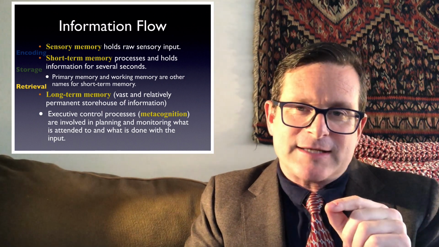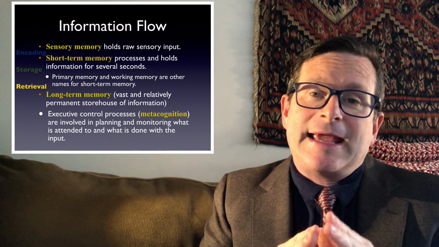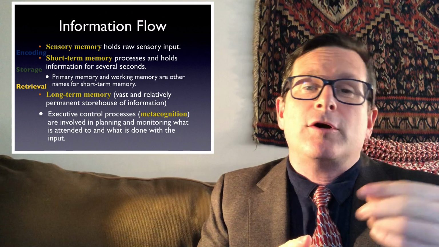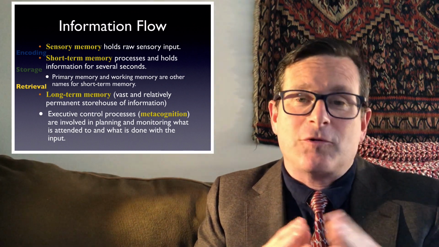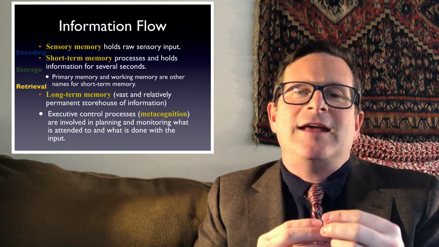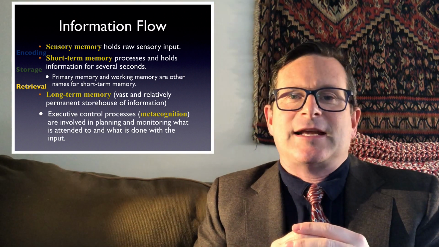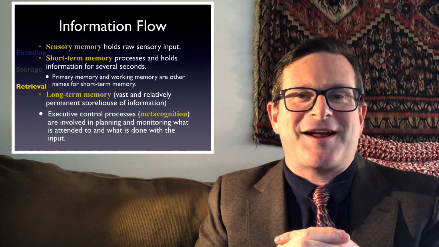There's one last thing I want you to know, though. The executive control processes, sometimes known as metacognition, are involved in planning and monitoring what you're going to remember and what you might need to pay more attention to. And we're going to see in a little bit that kids, of course, are terrible at metacognition. They don't know what they're likely to forget, and as a result, they don't necessarily study it. Hopefully, you all are much smarter about your metacognition than kids.